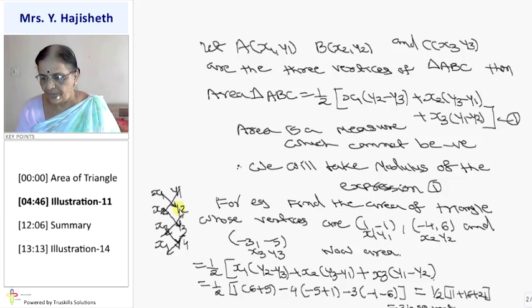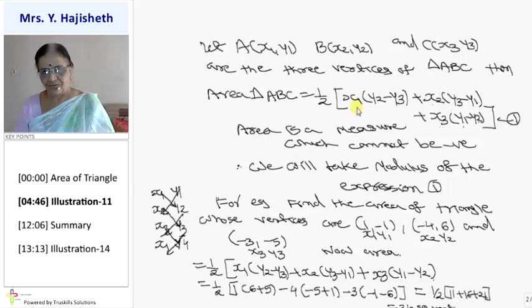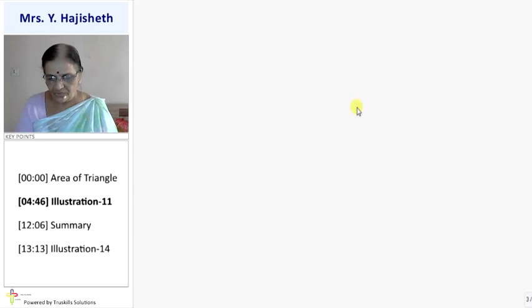देखो x1 y2 plus x2 y3 plus x3 y1 और इधर देखो minus y1 x2 minus y2 x3 minus y3 x1. Okay? So without using formula also you can find out the area.